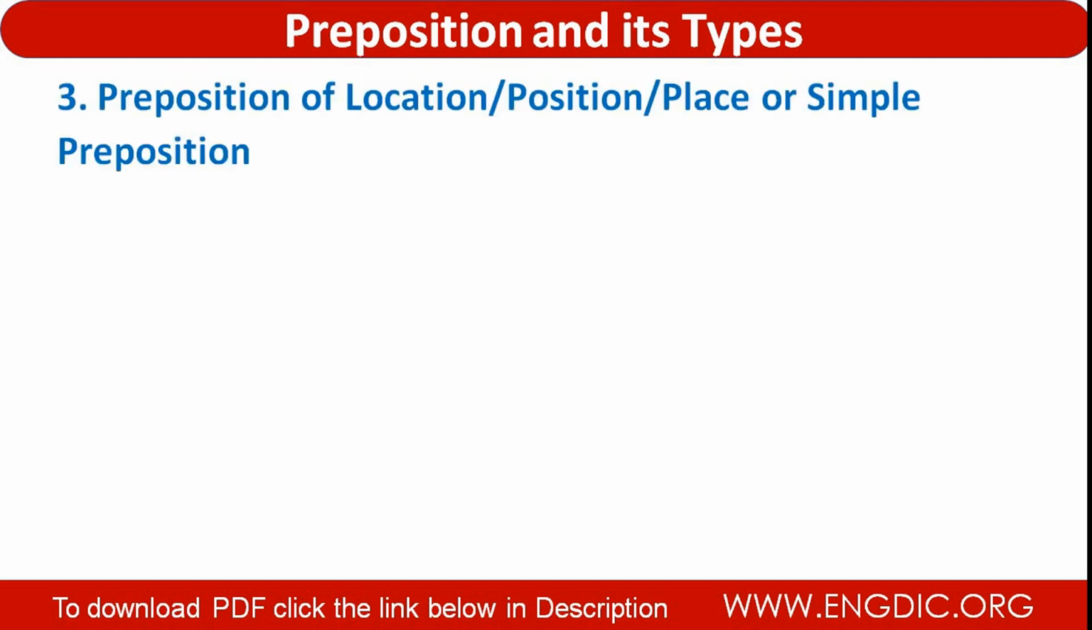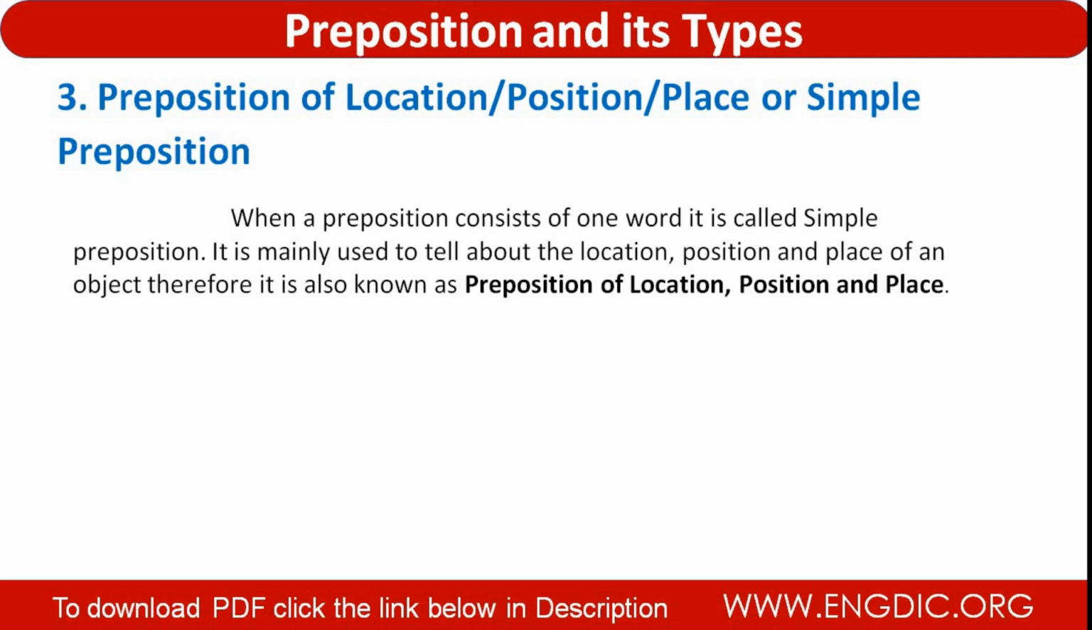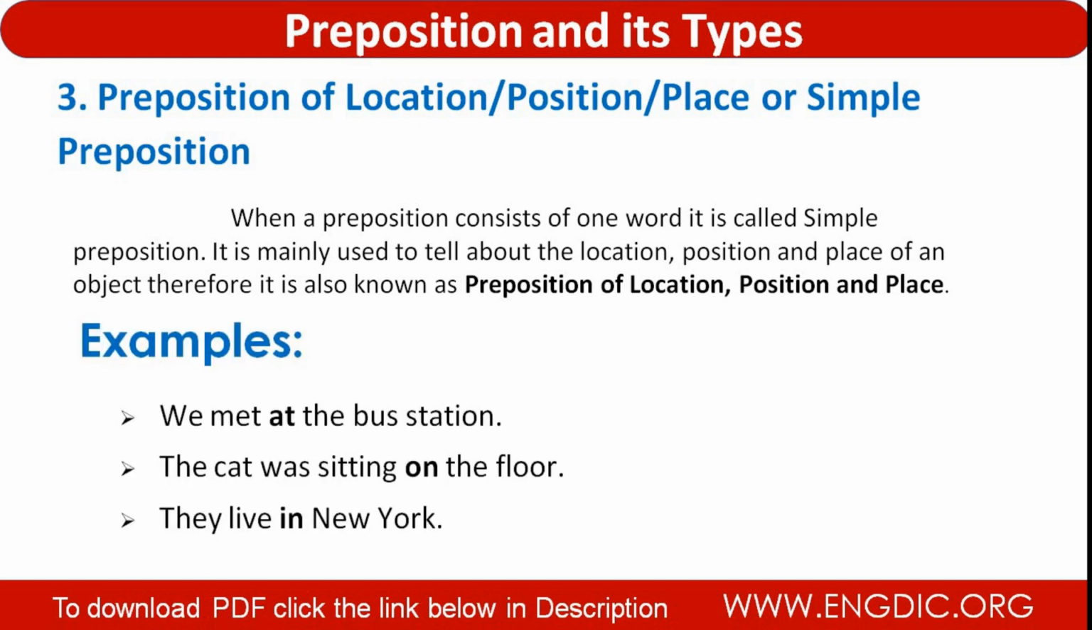Now moving towards the next type: preposition of location, or preposition of position, place, or simple preposition. When a preposition consists of one word, it is called a simple preposition. It is mainly used to tell about the location, position, and place of an object. Therefore, it is also known as preposition of location, position, and place. For example, we met at the bus station. The cat was sitting on the floor. They live in New York.